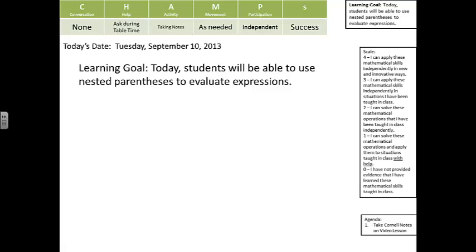Good evening. Today's learning goal is that students will be able to use nested parentheses to evaluate expressions.